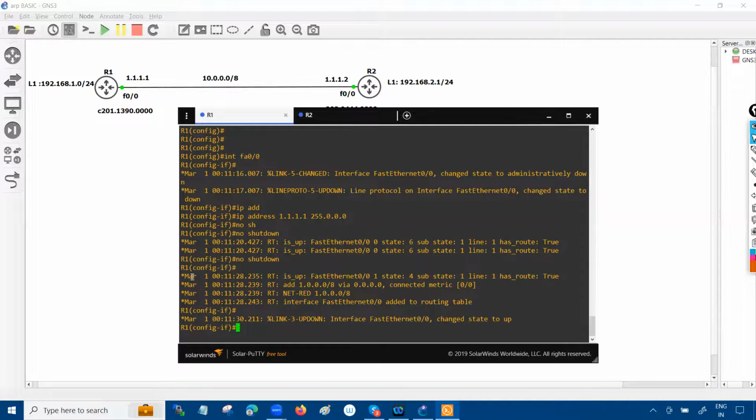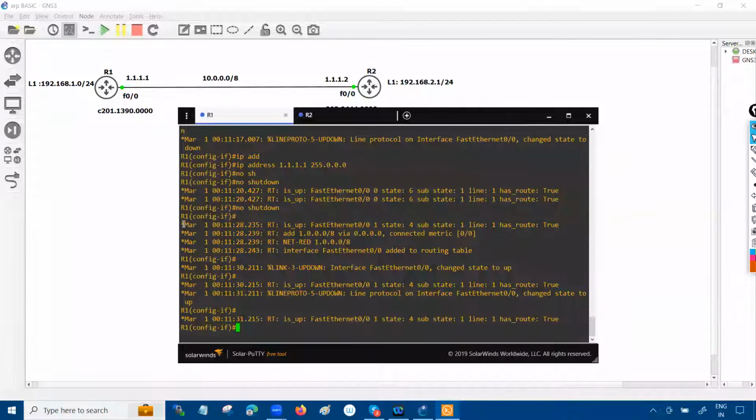So if you see, this is called our timestamp, right? This is the routing table, which is up right now for this particular interface, 0/0. And we are adding this particular information, 1.0.0.0/8, in my routing table. Because when you give the IP address on the interface, you define the subnet mask as well, right? So you find, okay, this is the subnet we have. And I'm adding this information in my routing table via 0.0.0.0.